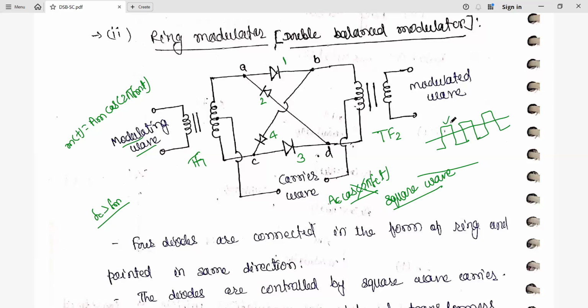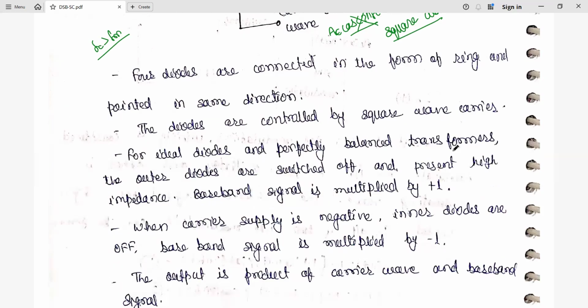So for the positive part of the carrier wave, diodes 1 and 3 are going to provide high impedance. During that time, what will happen? Diodes 2 and 4 will be on. And during the negative part, diodes 1 and 3 are going to be on and 2 and 4 will be off. Okay. So this carrier signal here is a square wave.